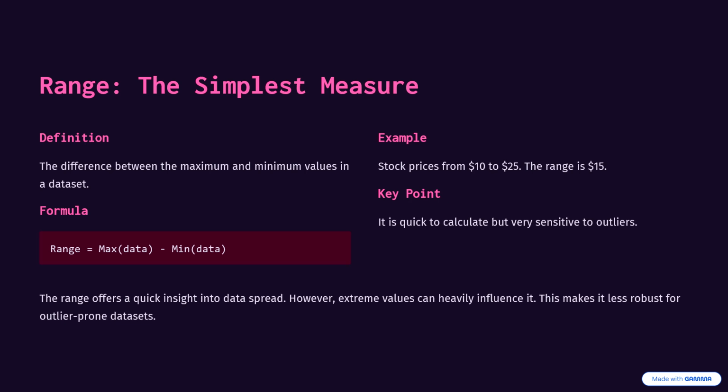For example, take stock prices. One stock price is 10 and the second is 25. The range of the stock price is 15. It means 25 minus 10 is equal to 15, so the range is 15. The key point of the range is that it is quick to calculate but very sensitive to outliers.